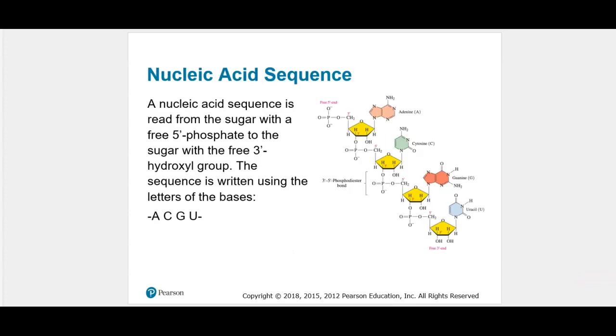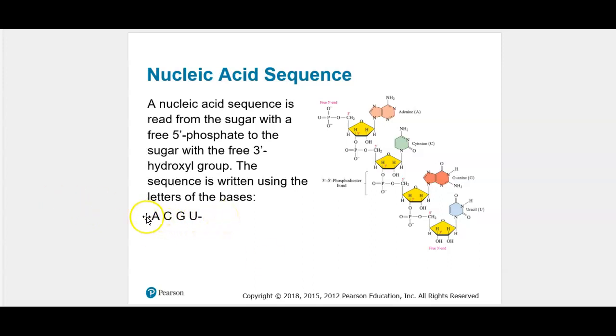And nucleic acid sequence, as we've been talking about, from the 5' end to the 3' end, that's how you read it. So you start with the 5' phosphate end and just keep going all down the line here. So writing this sequence with what we use, these capital A, capital G, capital C, capital T, and capital U, it would just be ACGU.